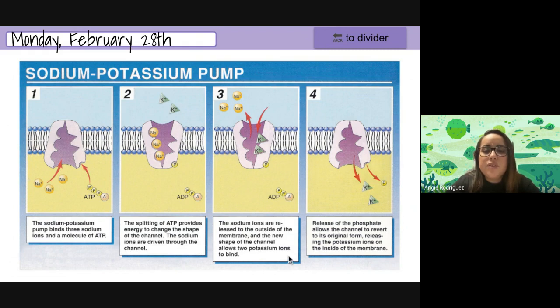Step 3, the sodium ions are going to be released to the outside, right? They finally made it to the outside of the cell because they went through the protein pump here. And then in return, I'm going to have my potassium ions or molecules being put into the cell. So they're, again, too big, so they're going to have to go through the little protein pump here. And then eventually they're going to go into the cell. So this is an exchange of sodium going out and potassium going in.